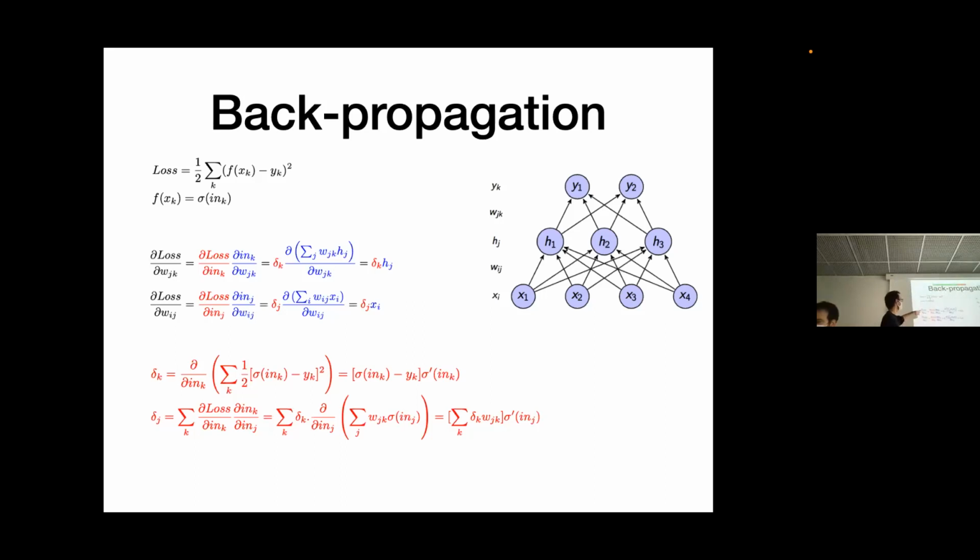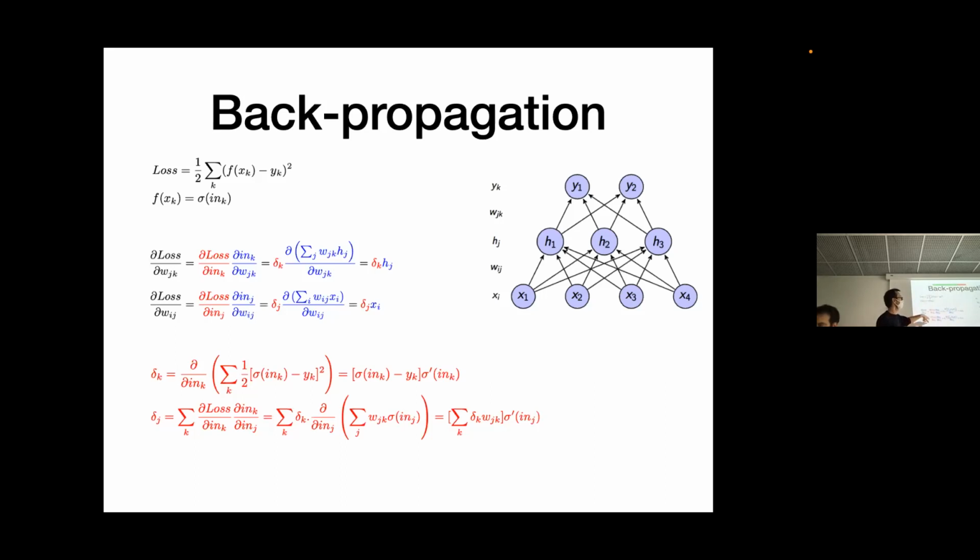For instance, if we want to compute the derivative of the loss with respect to these weights, which are the weights of the second linear layer, using the chain rule, it's the derivative of the loss with respect to this variable I just defined, times the derivative of this variable with respect to the parameters w_jk. For the first red term, we call that delta k. The second term is very easy to compute. The numerator is just the sum of w_jk times h_j, and deriving this with respect to one parameter gives just h_j.